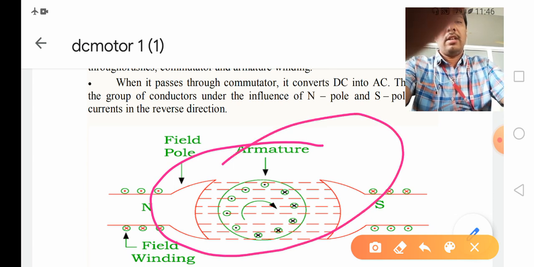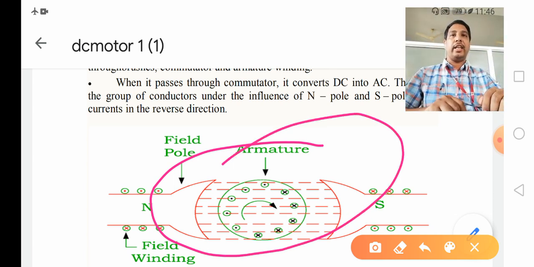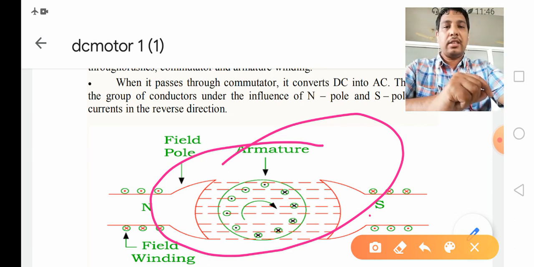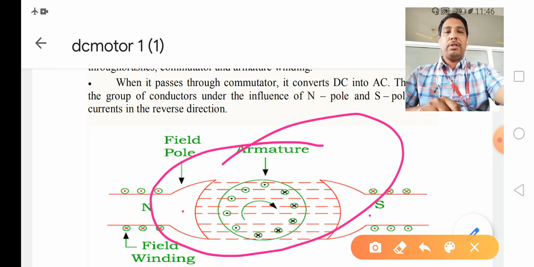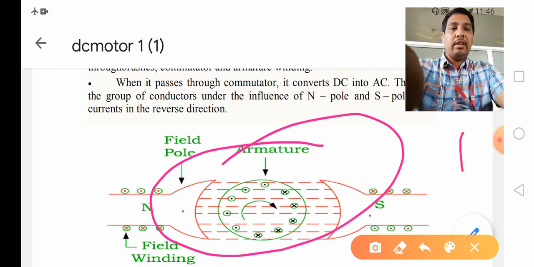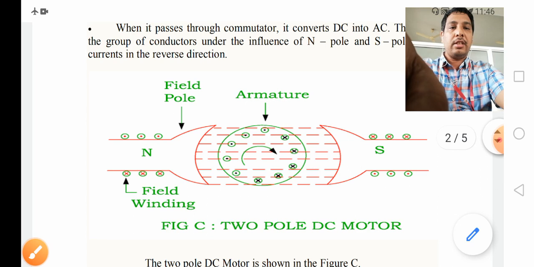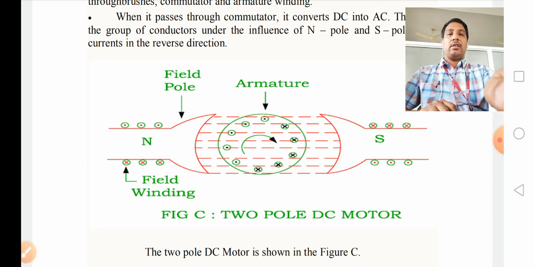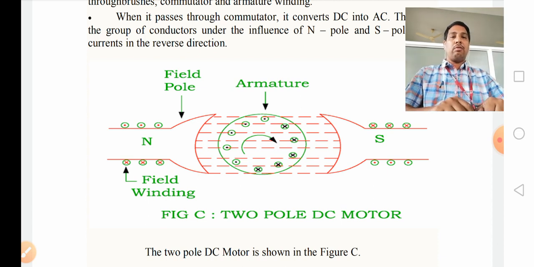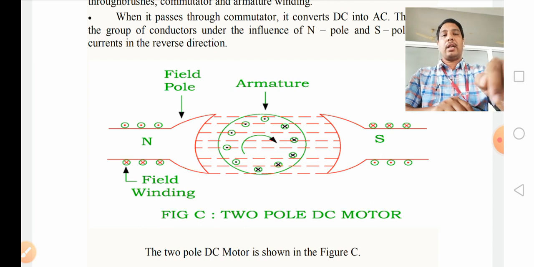This is the diagram showing what it represents. Here the north and south are taken as magnetic field poles. These are the stator parts we have considered, and this is a 2-pole DC machine. This is the 2-pole DC motor I have shown, and the north and south poles are the 2 field winding poles taken as stator parts, and in between we place the armature conductors.